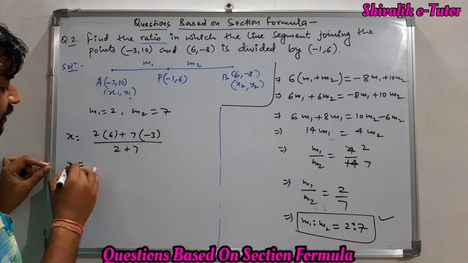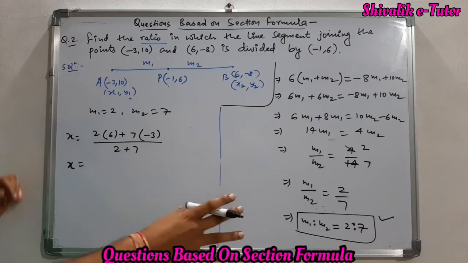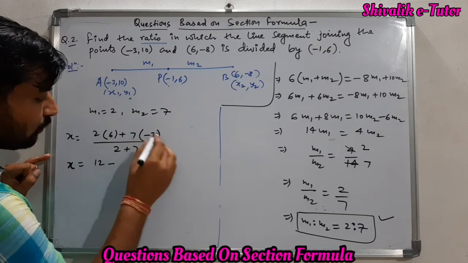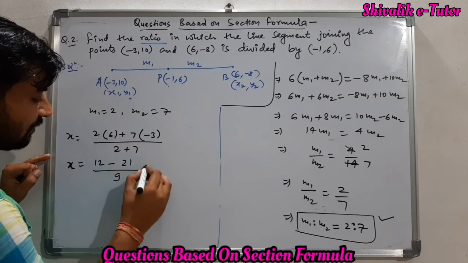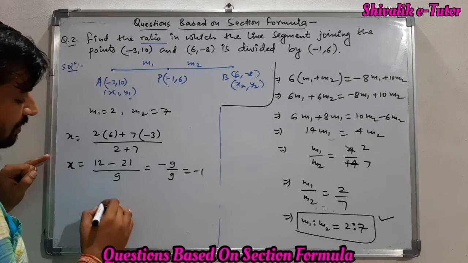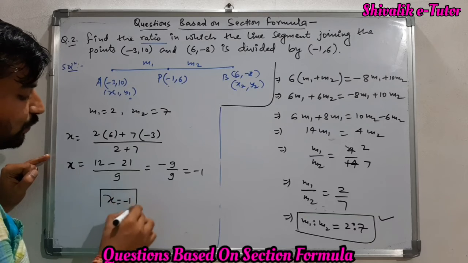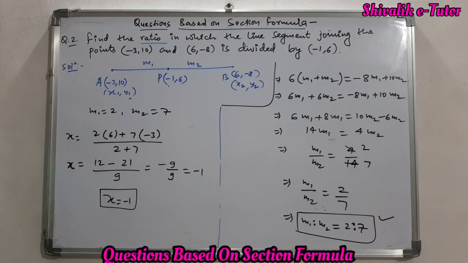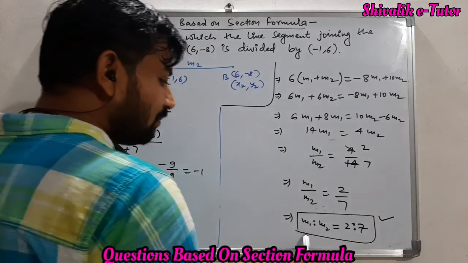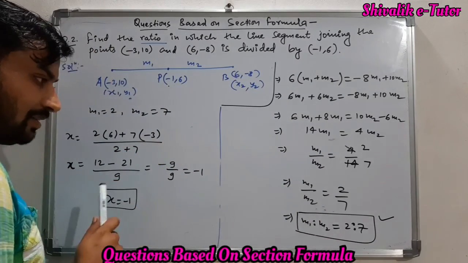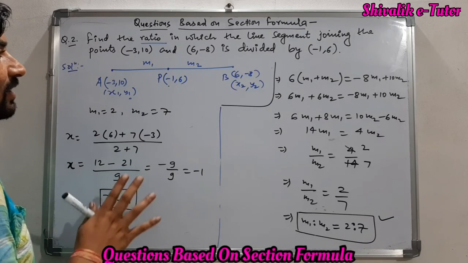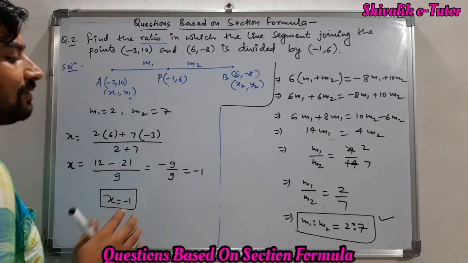So let us solve this. If it comes out to be minus 1, then this ratio is correct, otherwise it is wrong. So 2 6s are 12 and minus 21 upon 9. So from here what we are getting, this is minus 9 upon 9, which is nothing but minus 1. So from here we can prove that whatever ratio we get from solving one coordinate, either x or y, can be put in the other coordinate to check whether the ratio is correct or not. So this is a really important question directly based on the section formula.